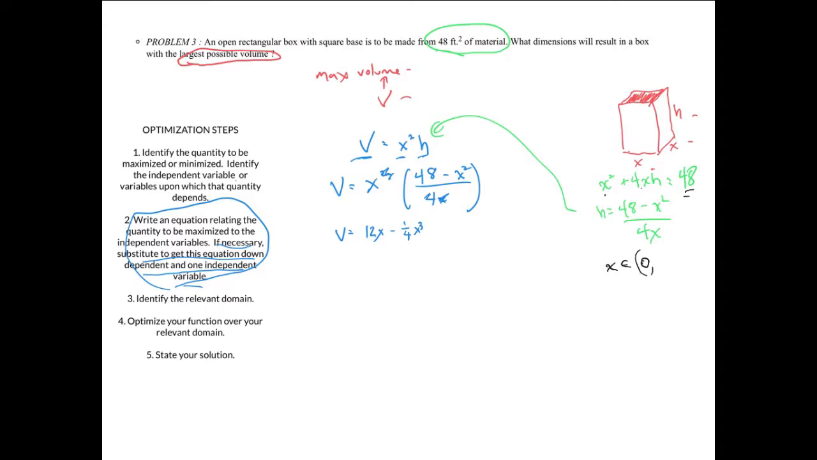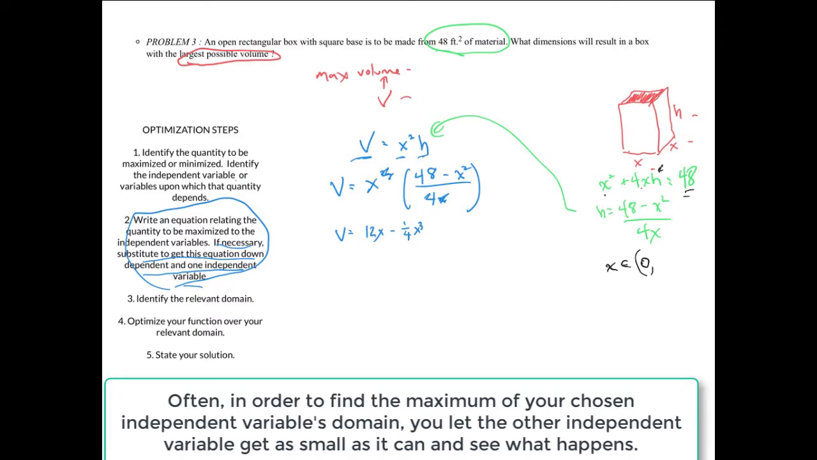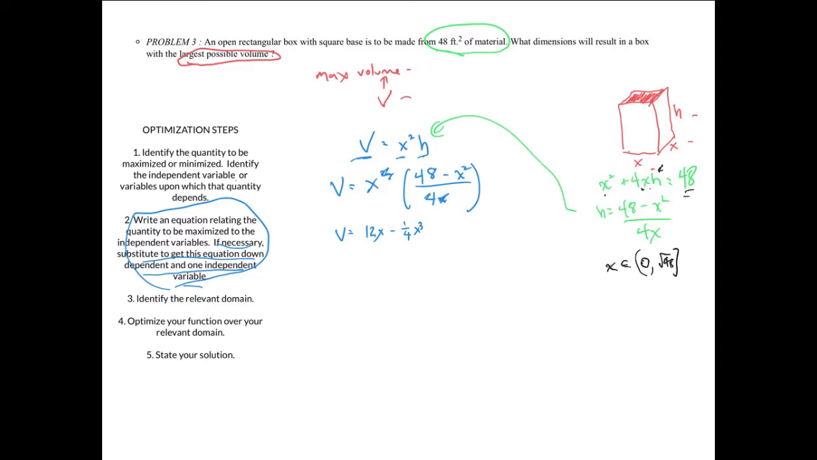And then I want to talk about what would happen as the other variable, the h, gets as small as it possibly could be. So if h were to go to 0, then this term would go away, and it would leave me with x squared equals 48. So the biggest x could be is the square root of 48 here. And that's actually physically possible, so I'm going to include that. All right, so I've got my relevant domain, that's here, and I've got my equation that I'm trying to optimize, which is here. So now I'm going to take the steps.